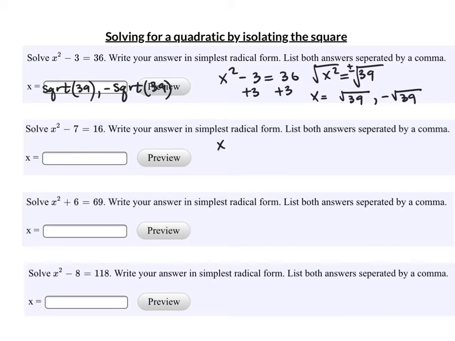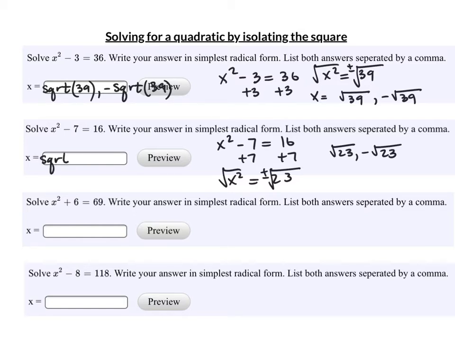Next example, x squared minus 7 equals 16. We'll add 7 to both sides. X squared equals 23. 23 is a prime number. We'll take the square root of both sides, put our plus or minus for our two answers, and we see our answers are the square root of 23, positive, and negative square root of 23.